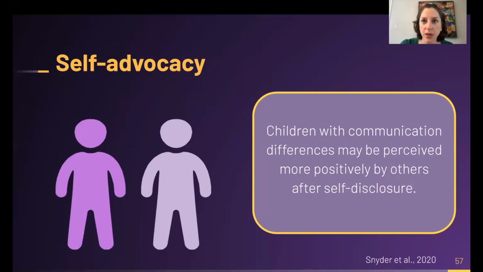Studies of children with communication disabilities have suggested that children who self-disclose their communication disability are perceived more positively by others than if that disclosure was made by a teacher or parent. In fact, others perceive the child most negatively when the parent discloses the disability. We can infer then that when a child is able to say, "I have DLD, so..." and make a self-advocacy statement, they're opening the door for others to see them as capable, independent, and approachable, and to get their needs met.